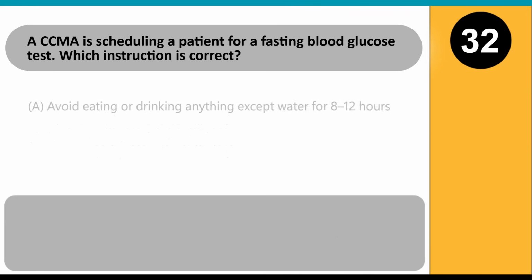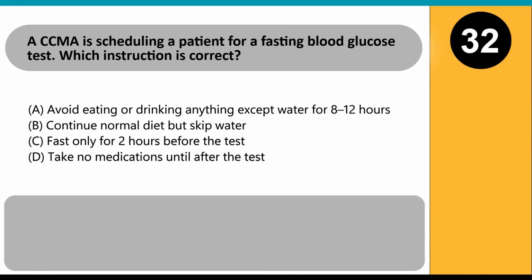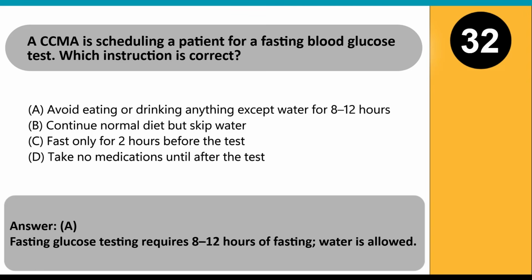A CCMA is scheduling a patient for a fasting blood glucose test. Which instruction is correct? A. Avoid eating or drinking anything except water for 8 to 12 hours. B. Continue normal diet but skip water. C. Fast only for 2 hours before the test. D. Take no medications until after the test. Answer: A. Fasting glucose testing requires 8 to 12 hours of fasting.